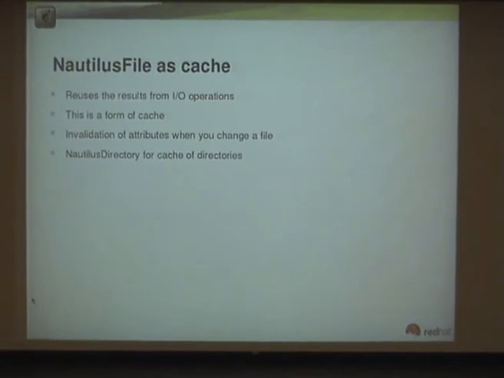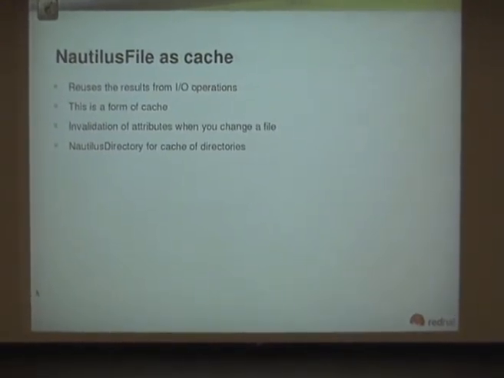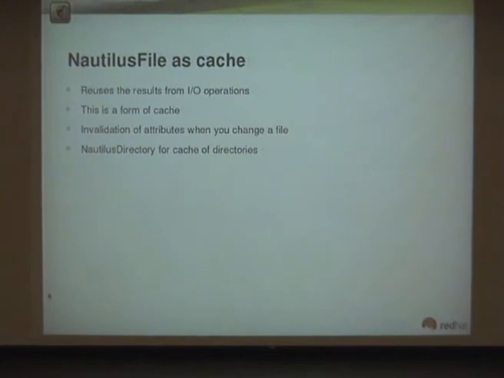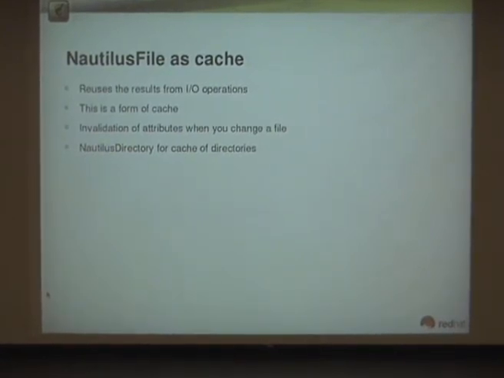It turns out that Nautilus file is actually the way caching is handled internally, because whenever you ask for a file for a specific URI, you always get back the same object. So the Nautilus file object itself caches information for as long as it lives. This means that all I/O to files is done through Nautilus file objects. So whenever you do something, you also have to invalidate. If you rename something, you have to invalidate the name attribute on the Nautilus file object, because otherwise you could easily end up with stale caches.